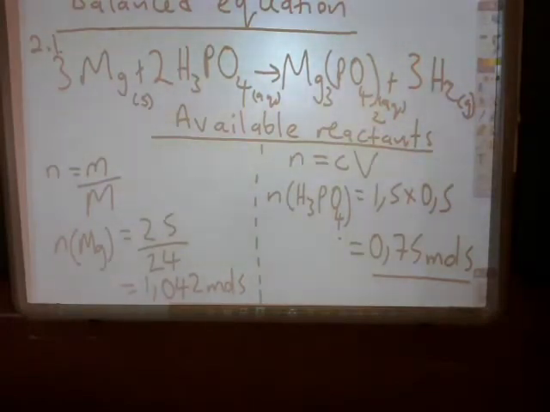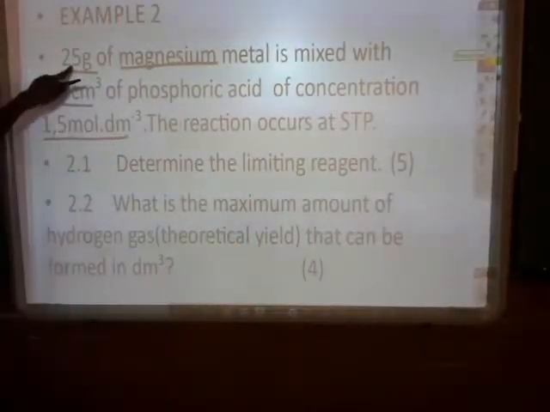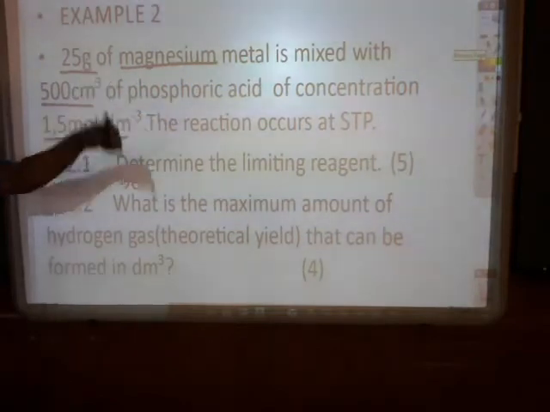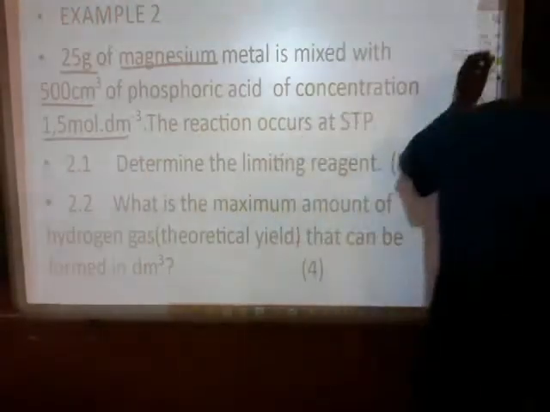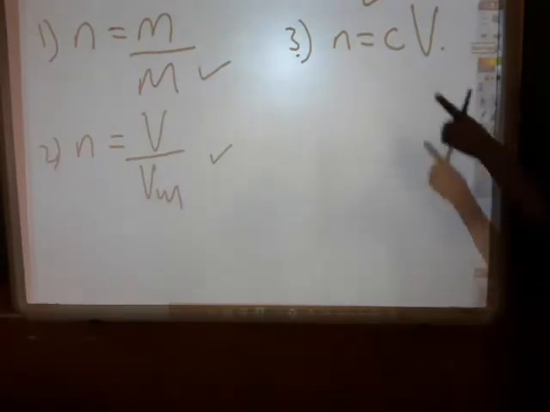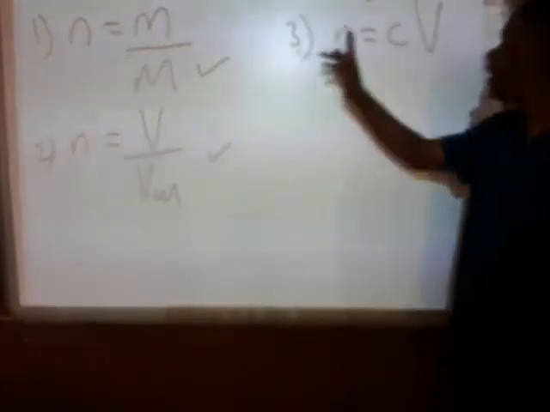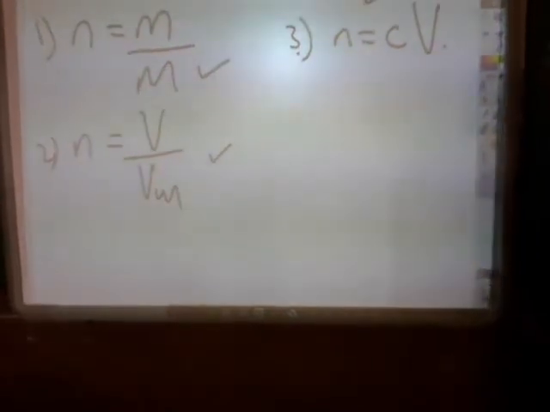Now, if you look at the question, we have been given quantities of our reactants, but not in moles. So the first thing is to convert the amount of magnesium and the amount of phosphoric acid to moles using any of the 3 formulae that you looked at last year when you looked at quantitative chemistry. You can use this formula, or that formula, or any relevant formula to convert whatever amount we have to moles.